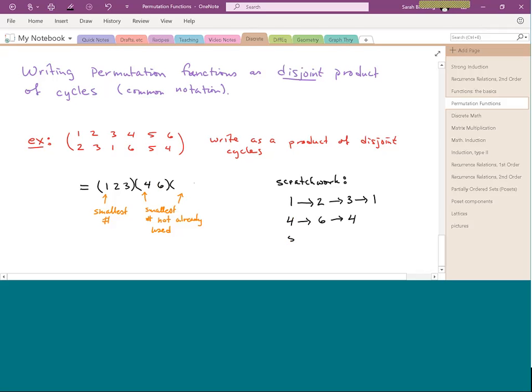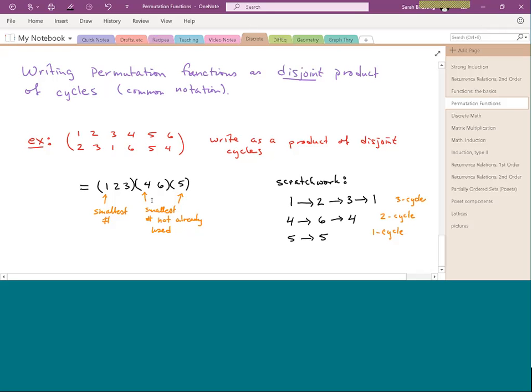5. Now, if you look at 5, 5 gets mapped to who? 5 gets mapped to itself, yeah. So we'll just write a 5 and we'll close off that 5. Notice what just happened. Let me put some terminology over here. That 5 is considered a 1 cycle because there's only 1 number in the cycle. The 4, 6 back to 4 is considered a 2 cycle because there's 2 numbers in the cycle. And the 1, 2, 3 back to 1 is considered a 3 cycle.